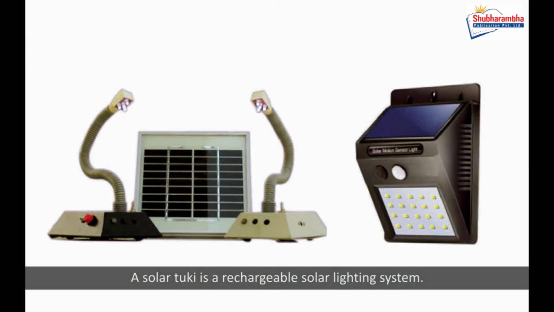Solar Tukey. The Solar Tukey is a rechargeable solar lighting system. The Solar Tukey is being implemented in Nepal to replace kerosene lamps commonly used by villagers. It includes 2 lamps that have white LED lights powered by an individual solar panel.